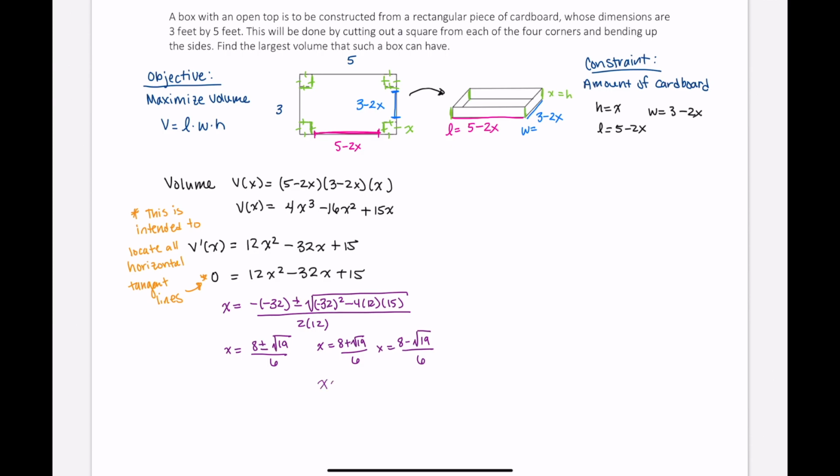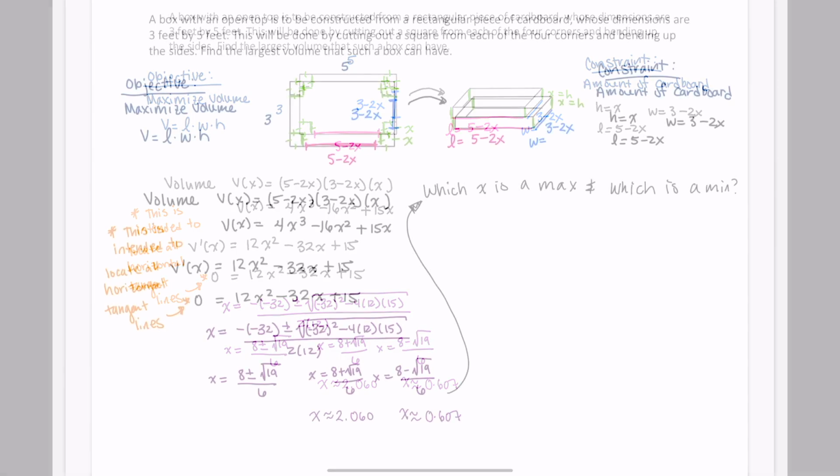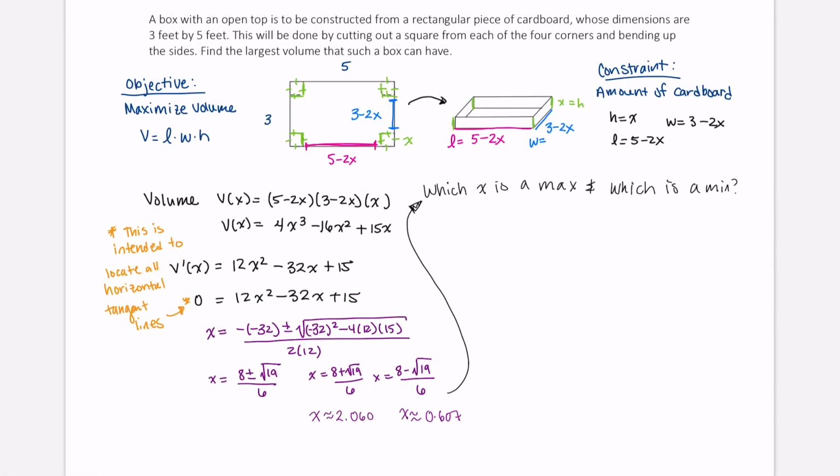So what we get for our two values is x is approximately 2.060, and x is approximately 0.607. Now we need to determine which of these is a max and which of these is a min. To determine that, you're going to want to use the second derivative test.